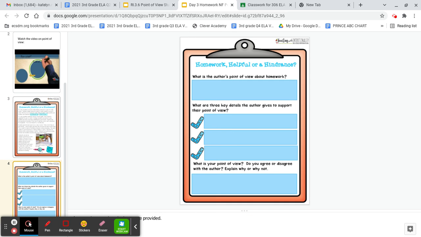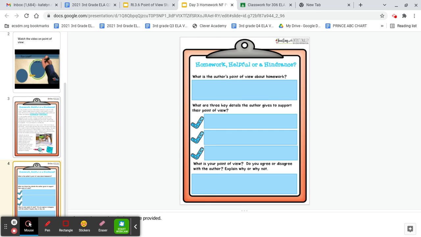What is the author's point of view about homework? Well, I need to restate and answer that question. The author's point of view about homework is the author feels homework is not a good thing. Or I could say the author's point of view is he feels homework is a negative thing. The author does not want students to have homework. Any way that you phrase it is fine as long as you put the question into the answer. I should know what you're answering just by reading your answer.